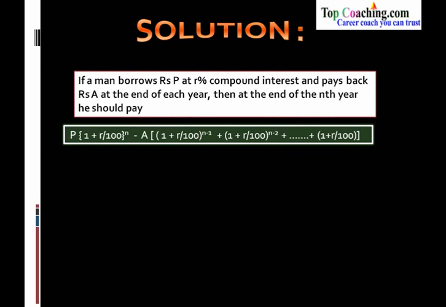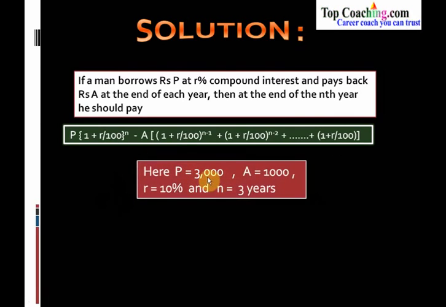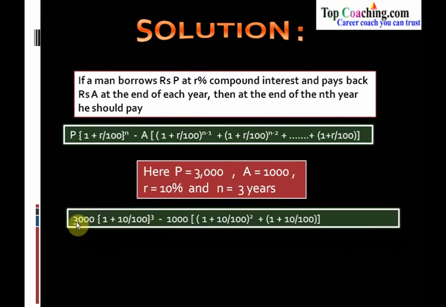So the total amount he has to pay is the difference of these two terms. Now here in this case we have P equal to 3000, A equal to 1000, R equal to 10% and N equal to 3 years. So substituting these values, what do we get? We get the amount to be paid as 3000 into (1 plus 10 by 100) to the power of 3 minus 1000 into ((1 plus 10 by 100) whole square plus (1 plus 10 by 100)).